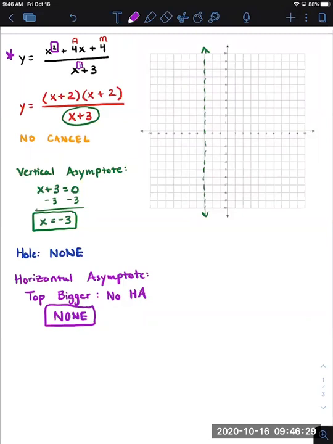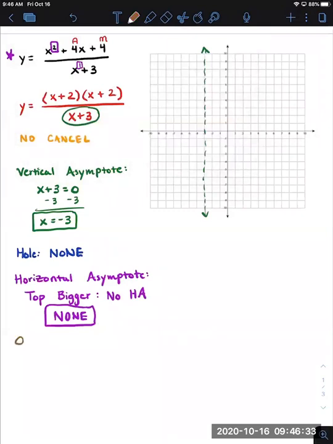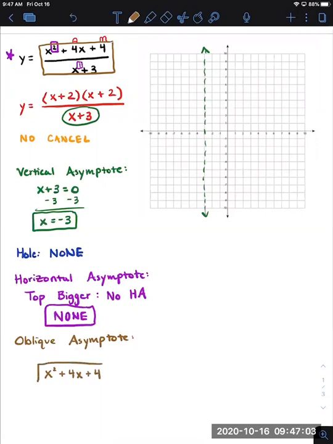So next you have to find the oblique or the slant asymptote. That would be step number 6. Now for an oblique asymptote, it's easiest to use the original function, and you want to put the top inside the division sign right there. So you have x squared plus 4x plus 4. We're going to be dividing that by x plus 3.